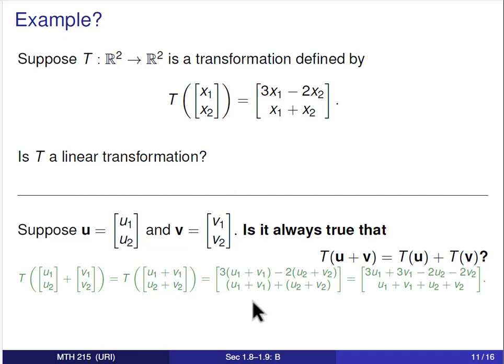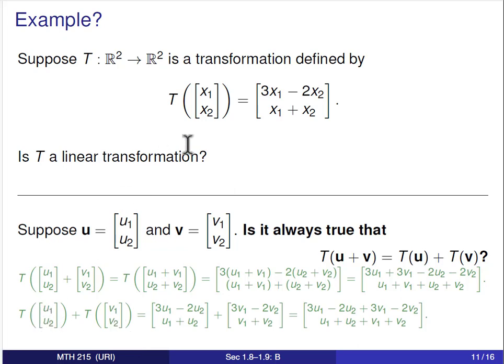And if we want to, we can simplify just a little bit by distributing the coefficients through. So we'll get 3u1 plus 3v1 minus 2u2 minus 2v2. And then we can erase the parentheses here and just write u1 plus v1 plus u2 plus v2. All of that is equal to T of u plus v. Now we want to know, is that equal to T of u plus T of v? So let's start by filling out what T of u plus T of v is.